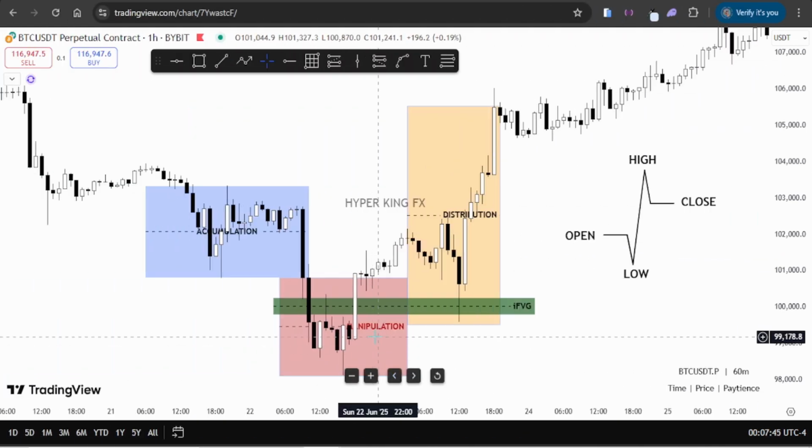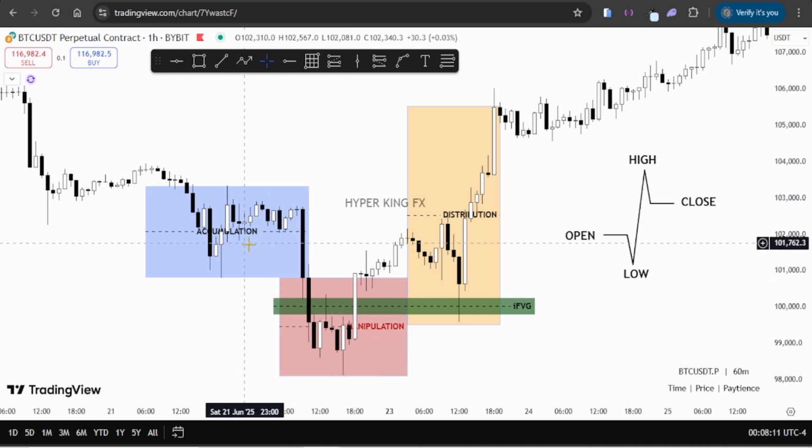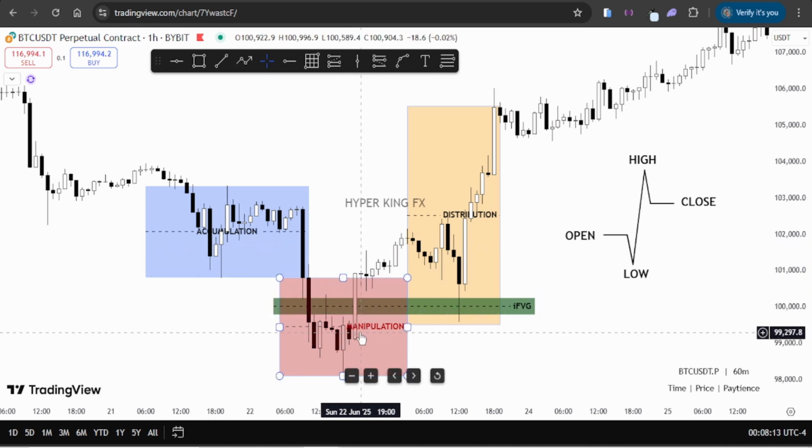Manipulation. This is the trap. Smart money pushes price aggressively in one direction to trigger stop losses, induce breakout traders, or shake out weak hands. This is the fake move, often a stop hunt or a liquidity grab. So this right here is the manipulation after the accumulation process.